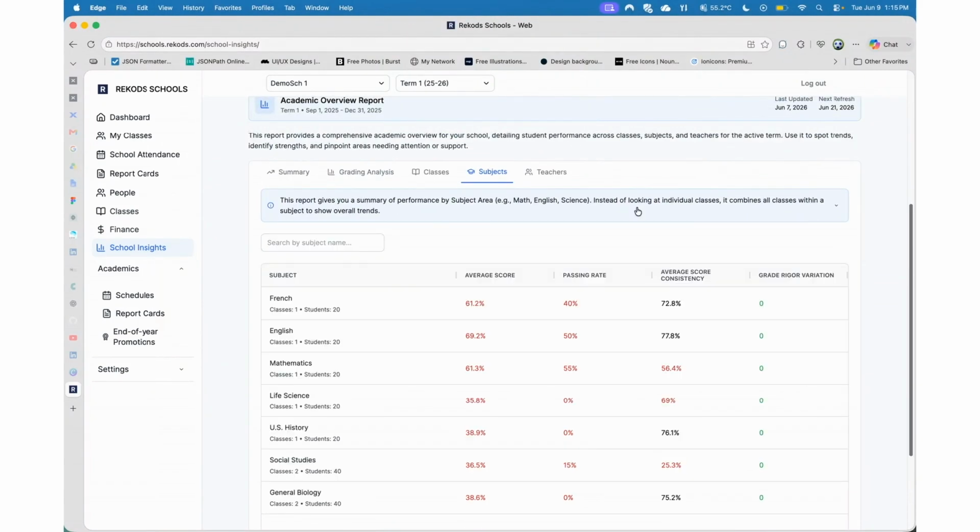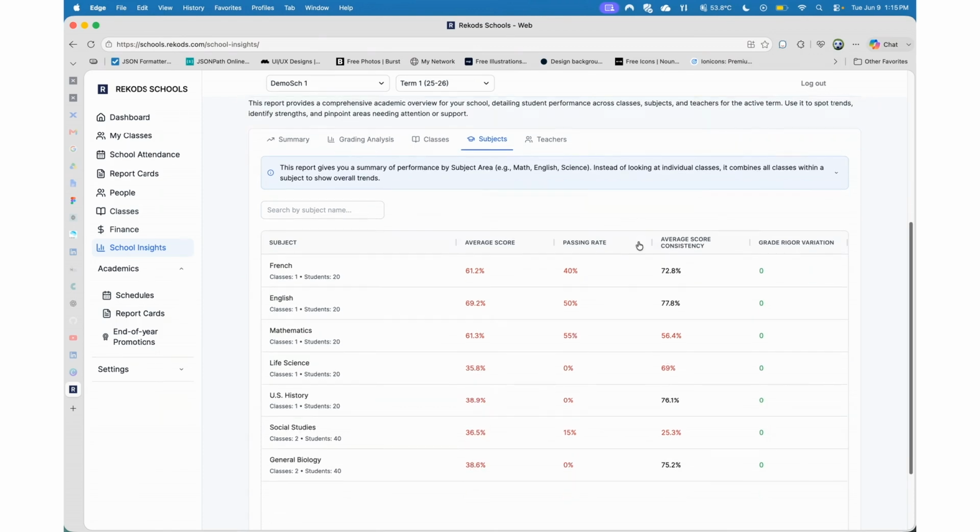If your mathematics average across all classes is strong, the curriculum and teaching in that department are working. If it's weak across the board, that's a curriculum or departmental support question, not just an individual teacher question. Second, and this matters a lot for fairness, grade rigor variation. That metric tells you how consistently teachers within the same subject are grading. If you have 3 teachers all running Year 10 science and their rigor scores are meaningfully different, your students are having quite different experiences of what it means to pass science. That's an alignment conversation at the departmental level, and this tab surfaces it.